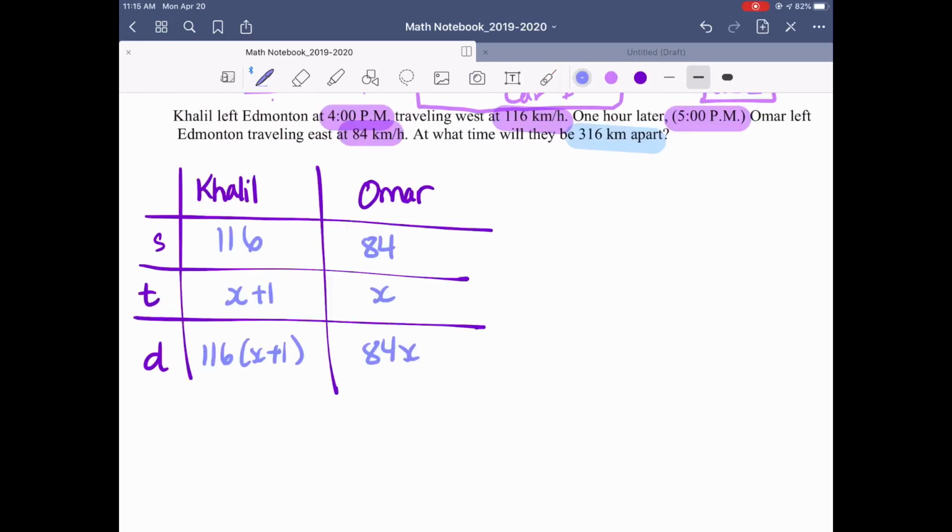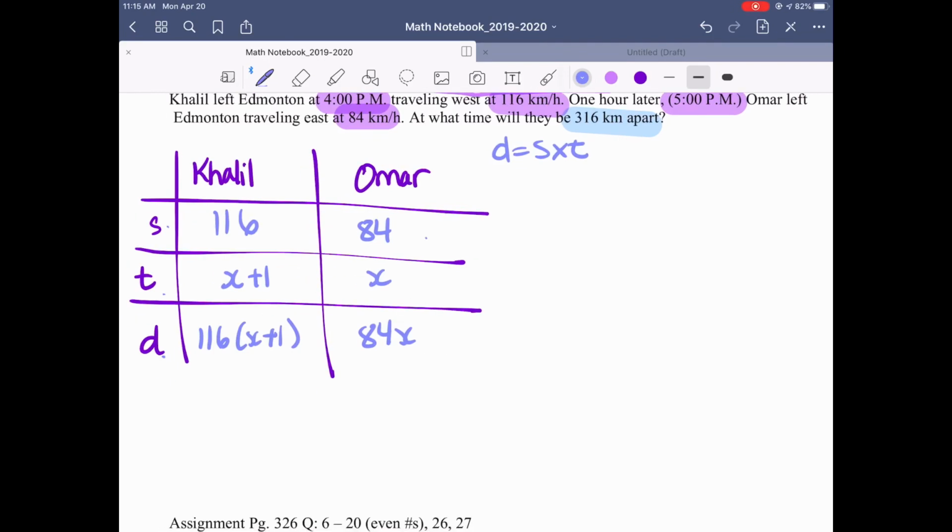Okay, guys, so I set up the table with the speed, time, and distance. Remember that distance is equal to speed times time. And now I'm going to put it together and solve it. So I put their speeds, their timings, because Khalil was on the road 1 hour longer than Omar was.